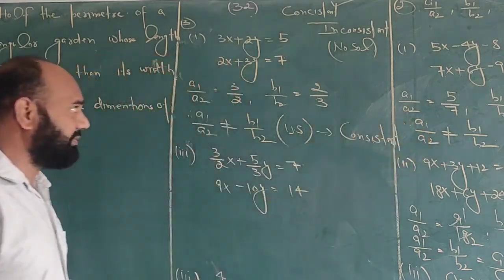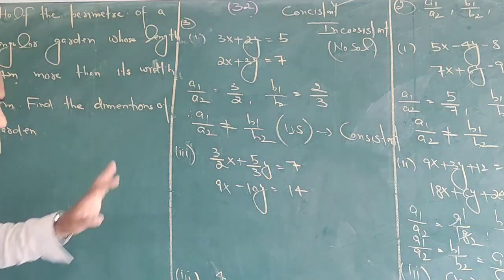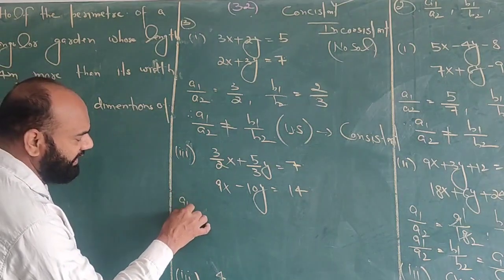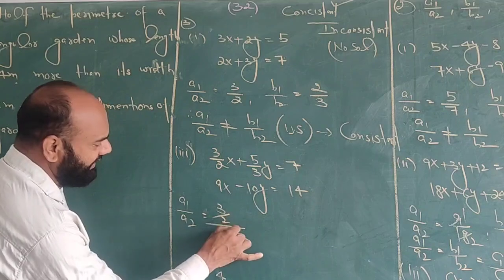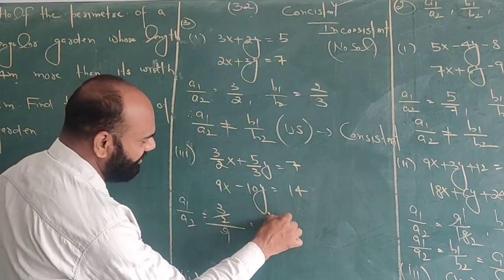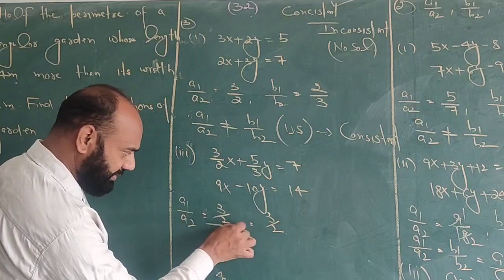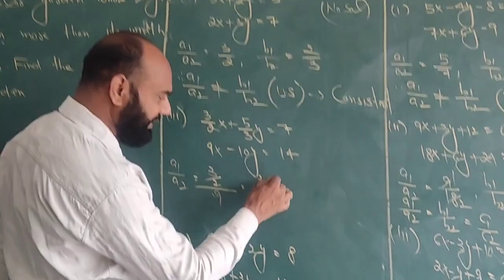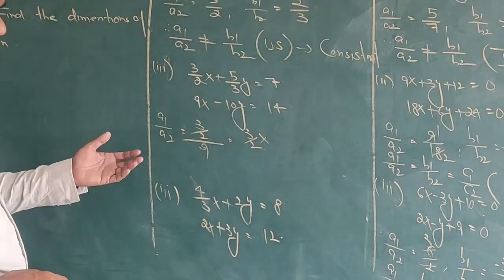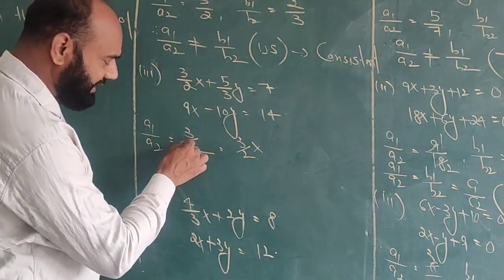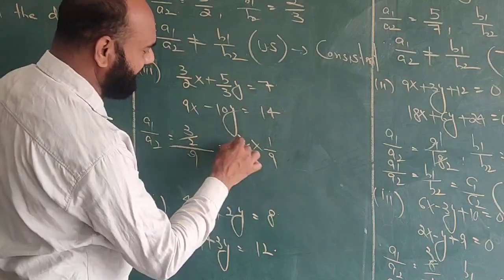So here the system of given equation is consistent. Now we solve the second part. a1 upon a2 is 3 by 2 divided by 9, which is equal to 3 by 2. Now this is the main dividing, and we know that when main dividing is changed to multiply, then the denominator is interchanged. Then the denominator is taken in reciprocal. So which is 1 by 9.